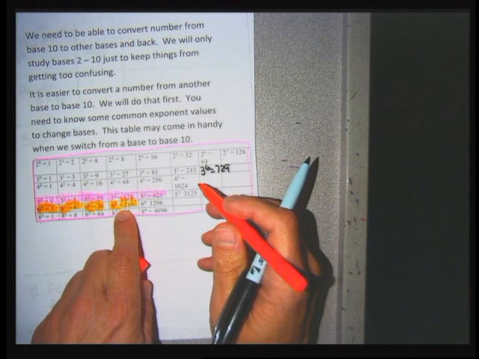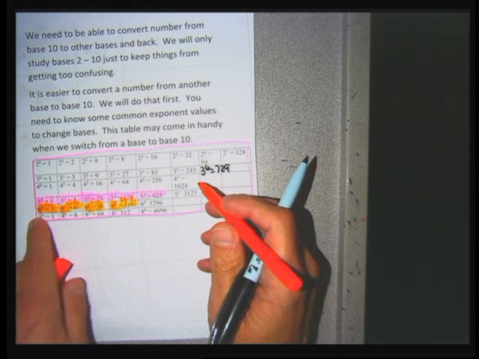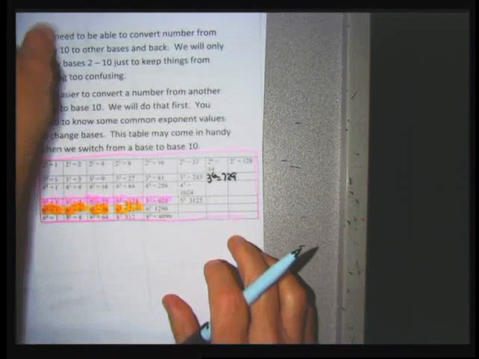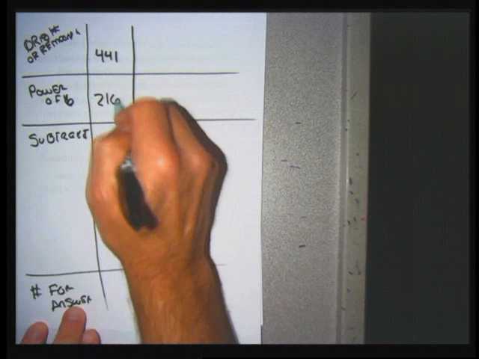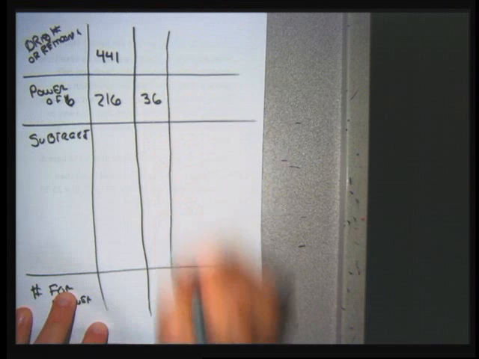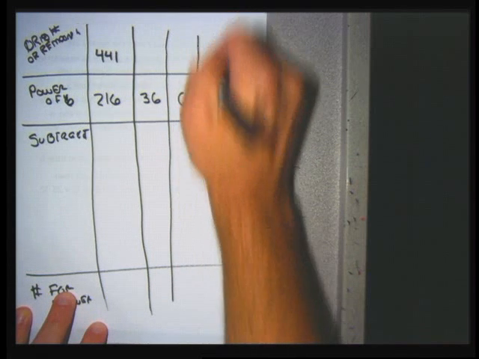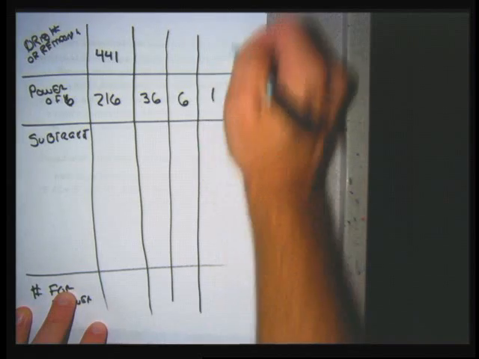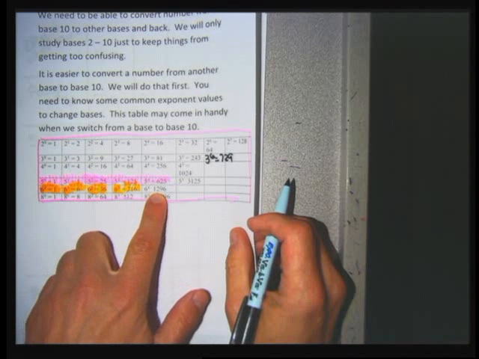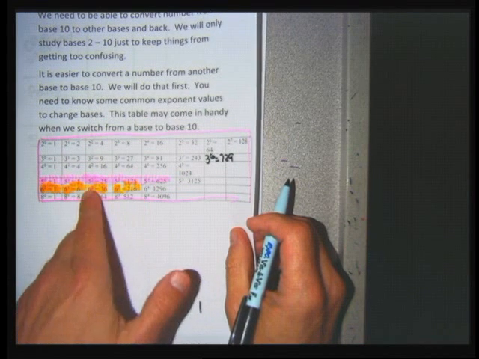So the first power of 6 I'm going to write down is 216, and then I'm going to write 36, 6, and 1. I'm not going to write 1296 because it's bigger than 441. So my powers of 6 are 216, 36, 6, and 1. Those are all the powers of 6 that are less than 441. I didn't include 1296, it was too big.